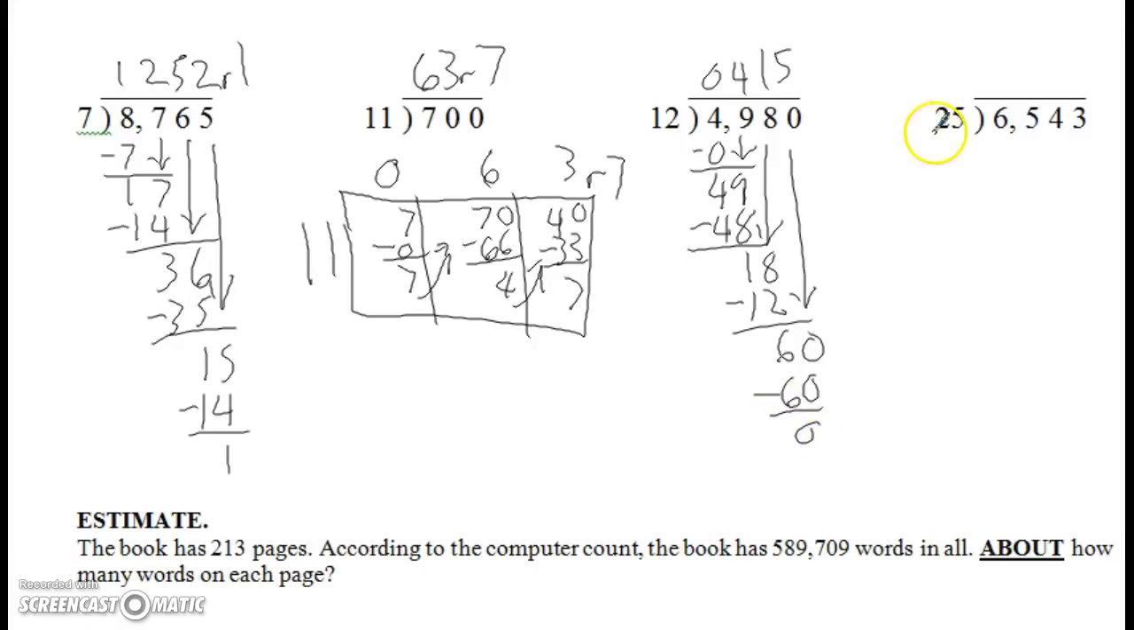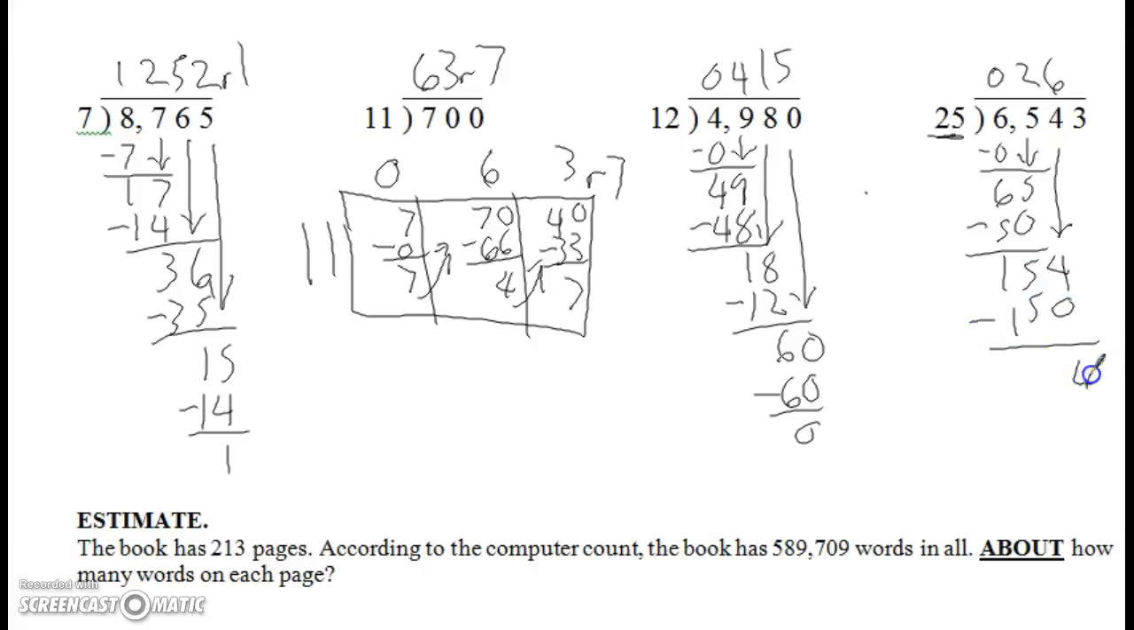Last one. Dividing by 25 is not bad. It's like counting by quarters. So there are no quarters in 6 cents. In 65, there would be 2, which is 50 cents. I got 15 and bring down my 4. In $1.54, 154 cents, there's going to be 6 of them, which is $1.50. Bring down my 3. In 43, there's just going to be 1. And I'm going to end up with a remainder of 18. 261, remainder 18.